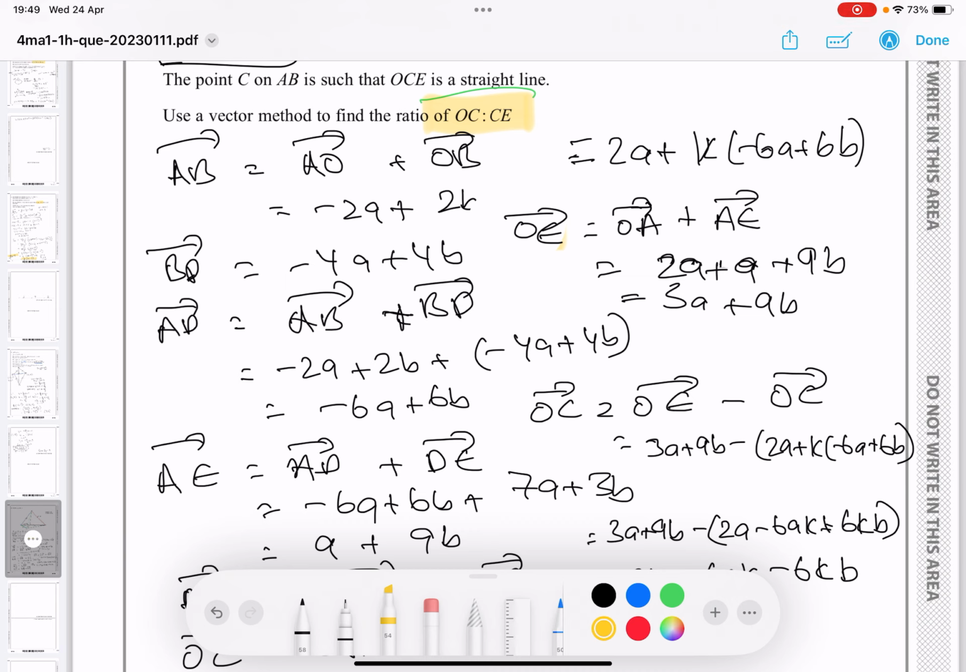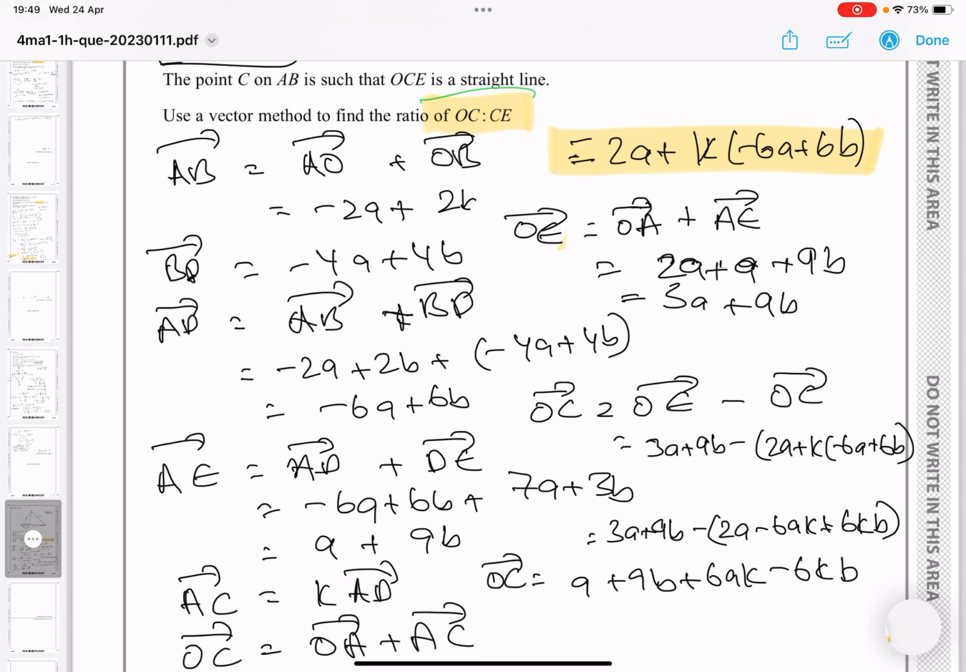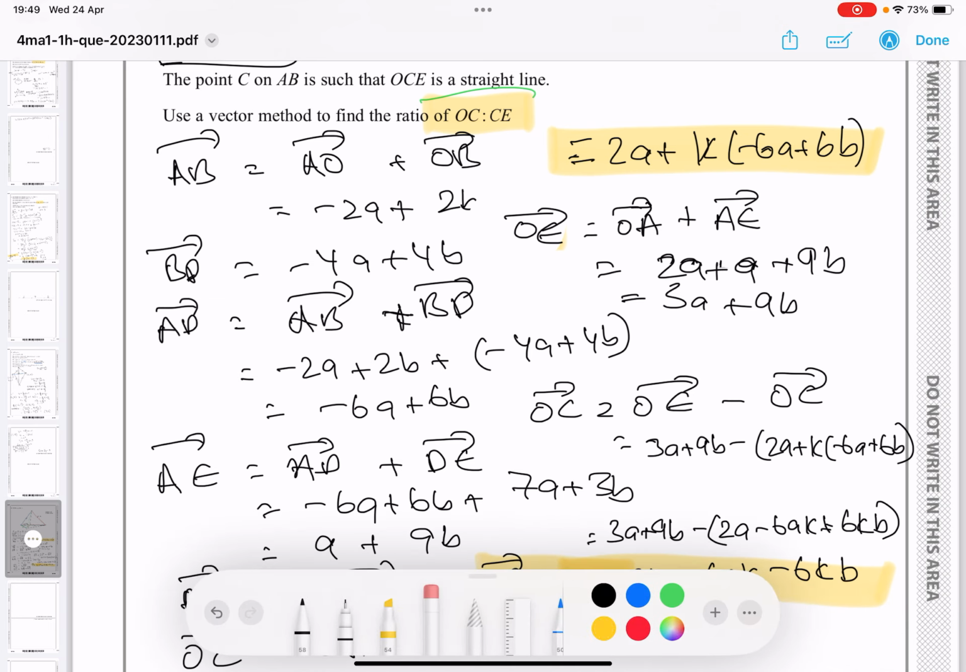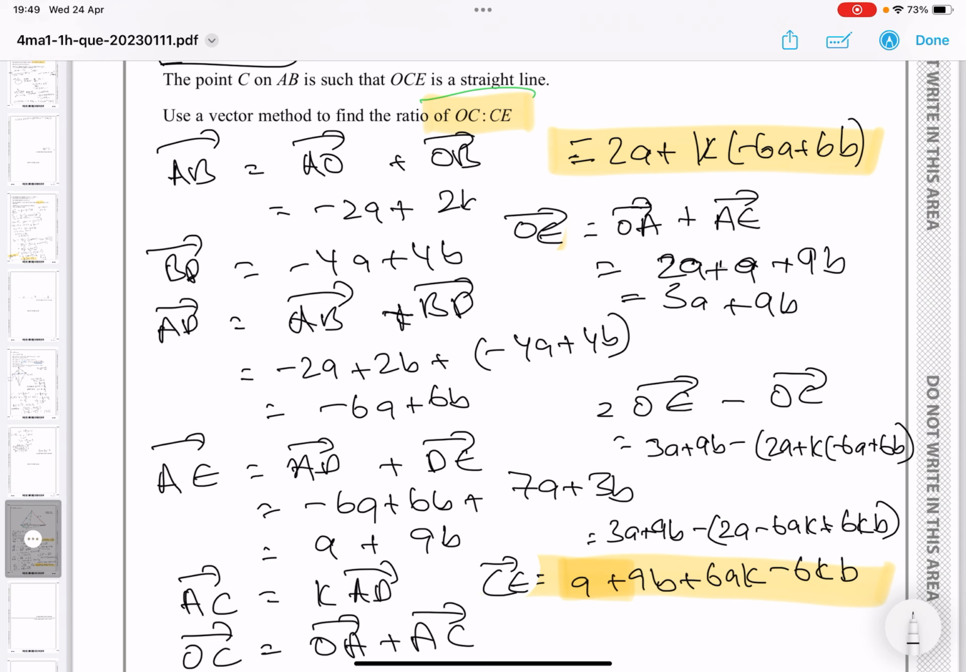Okay, OC is this, and sorry. Yeah, OC is that, and CE is that. I accidentally wrote it wrong, so let me rewrite that quickly. CE. Okay, so those are the two vectors that we actually need. We've worked out OC and we've also worked out CE. Now we just need to work out the ratio.